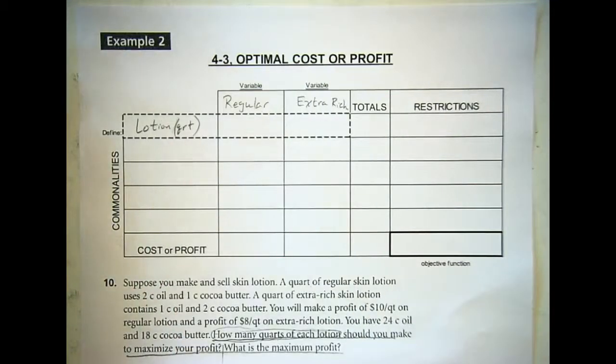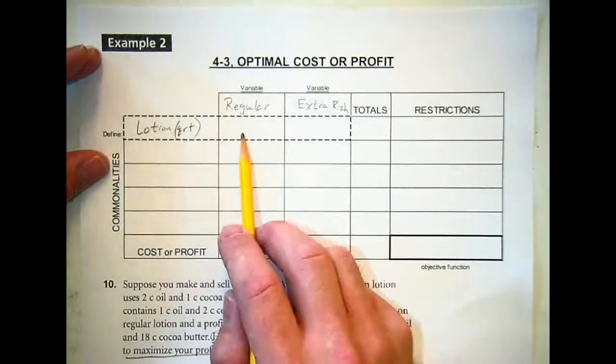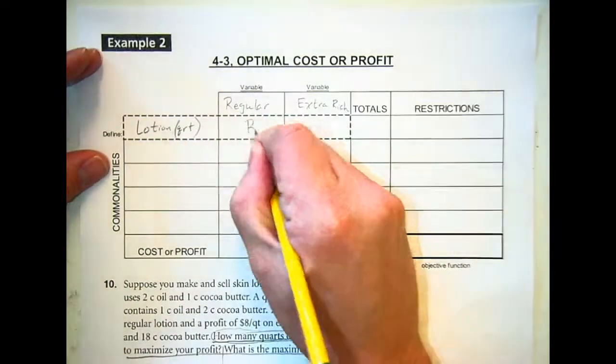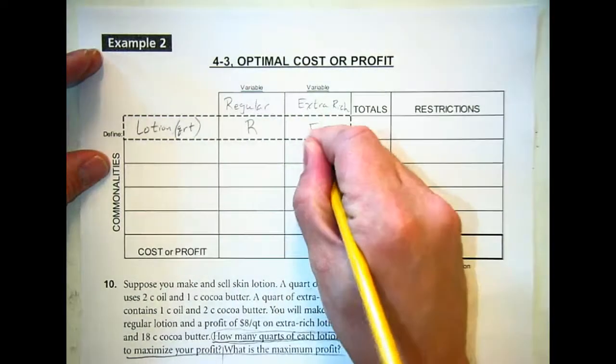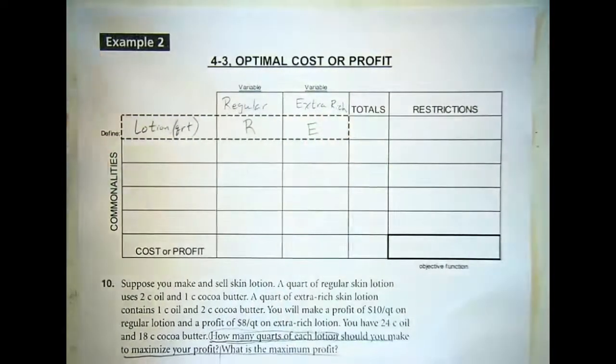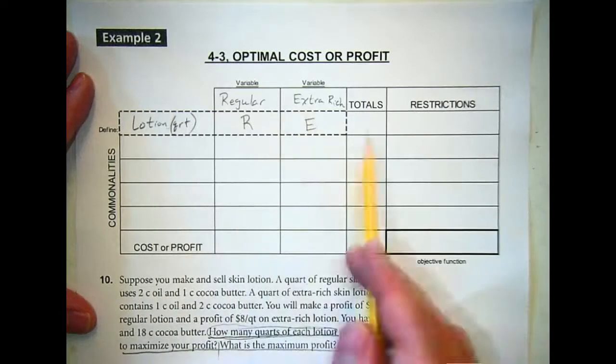What are we going to call regular lotion? R. Good. Let's go with R. What are we going to call extra rich lotion? E. Yes. We could call it X, but I'm going with E. Yeah, X would be good. Okay. All right. Very good. So hey, we're almost done. If we solve what we have, we'll know this.